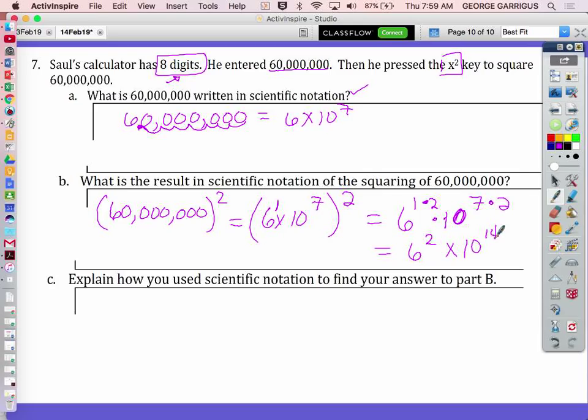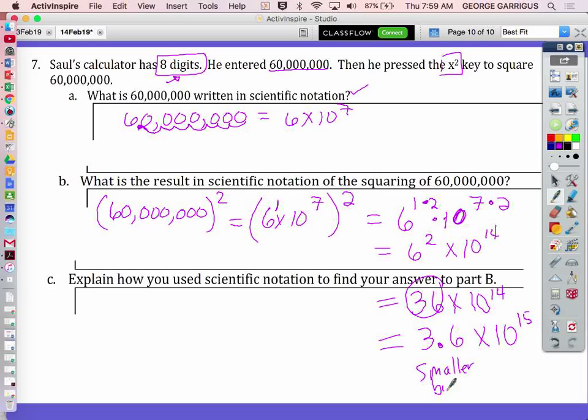Now it can go further. This is going to be 36 times 10 to the 14th. And our problem is it is no longer in scientific notation because the leading number has to be between 1 and 10. We're going to move the decimal 1 spot. And we made it smaller by a factor of 10. We need to compensate for that. We're going to add a 10 on because we divided by 10, so we need to make it larger by multiplying by 10. So we compensate, and that's why this added 1, and now it's in scientific notation.